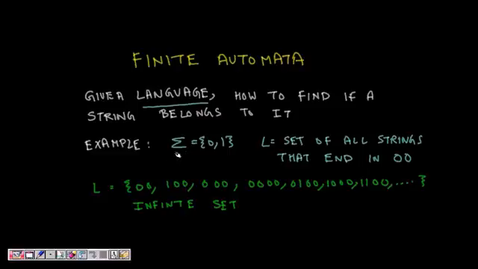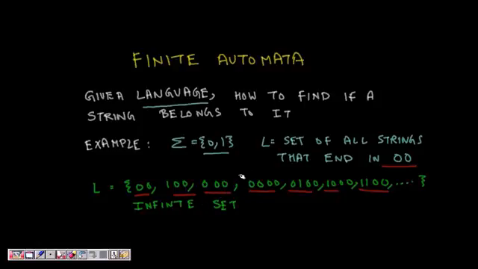Let us have an alphabet which is 0 and 1. The language is the set of all strings that end in 00. So our language is the set of all strings made from 0 and 1 that end in 00. What are such strings? The smallest such string is 00. Then you can have 100 and 000, which are length 3. Then we have length 4: 0000, 0100, 1000, and 1100, and so on. So this is an infinite series.